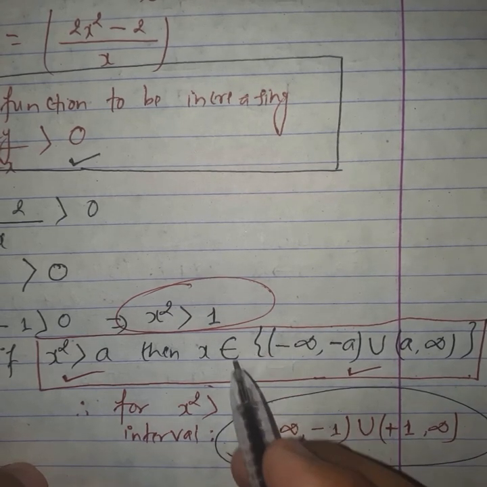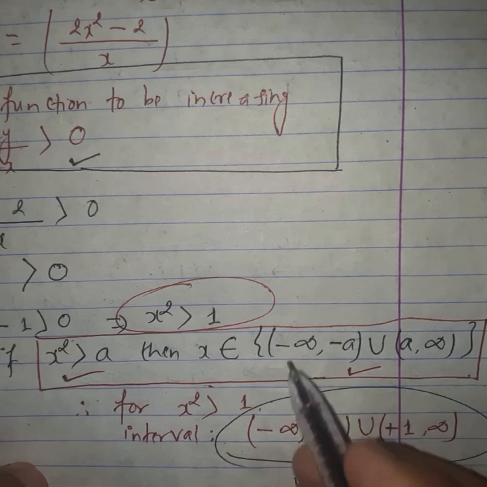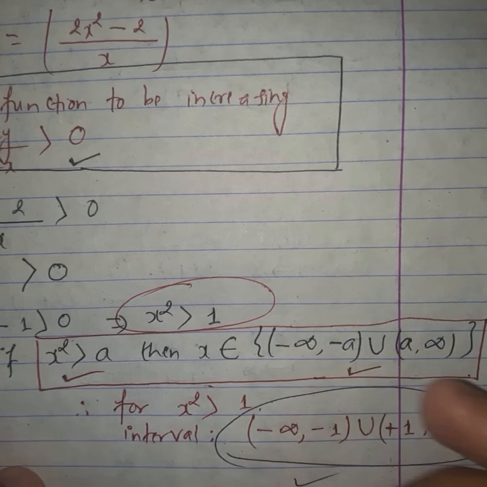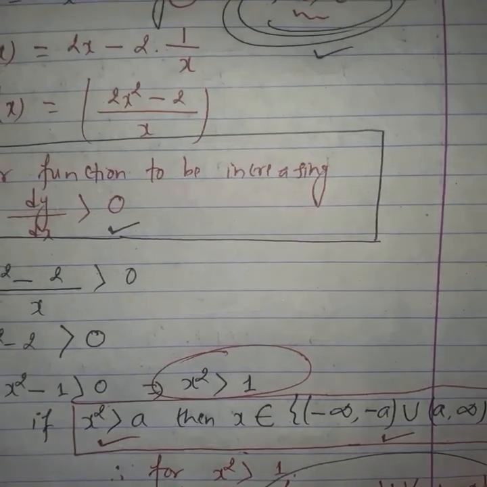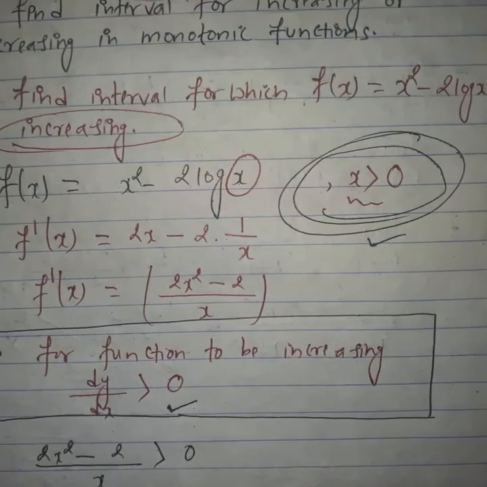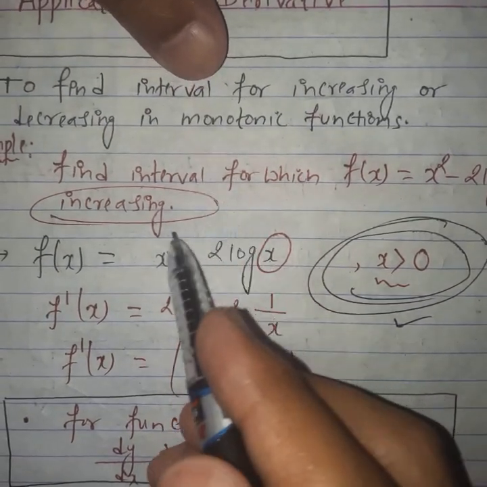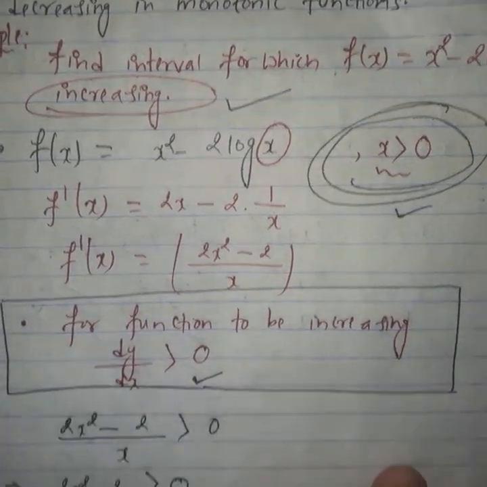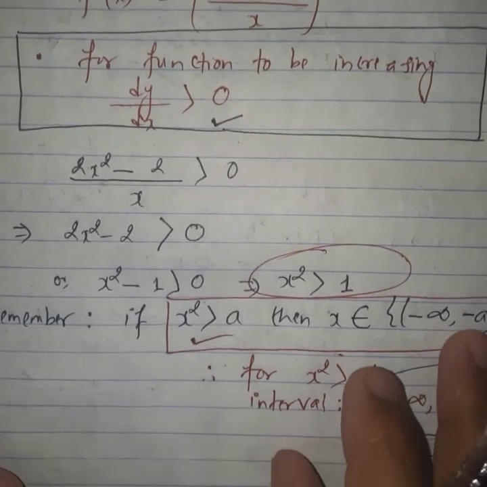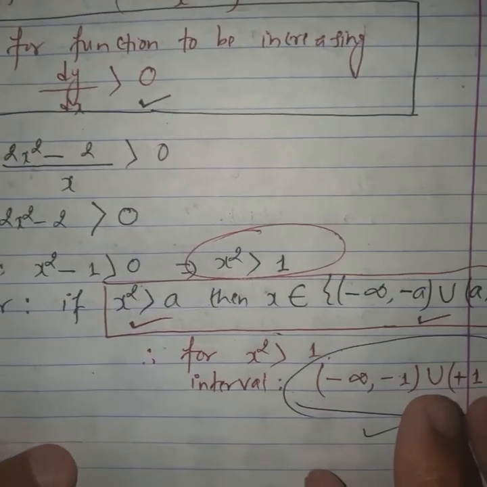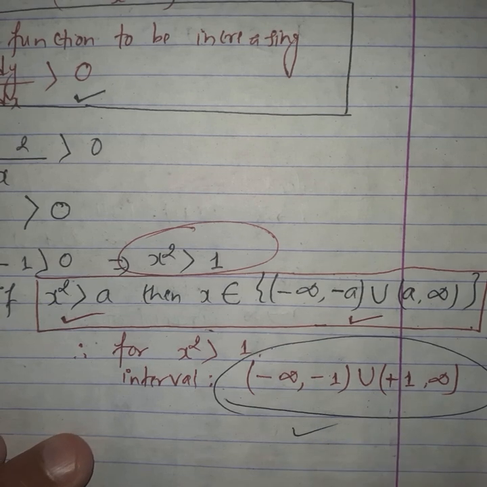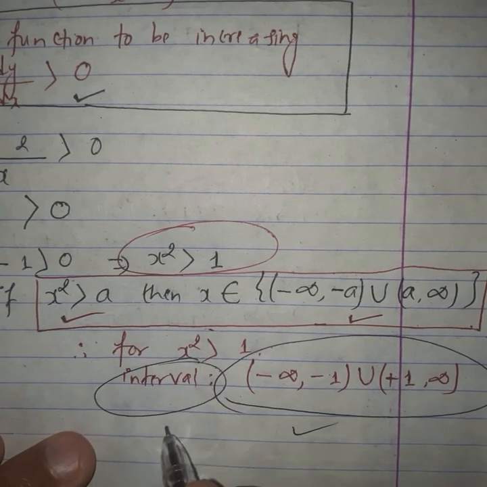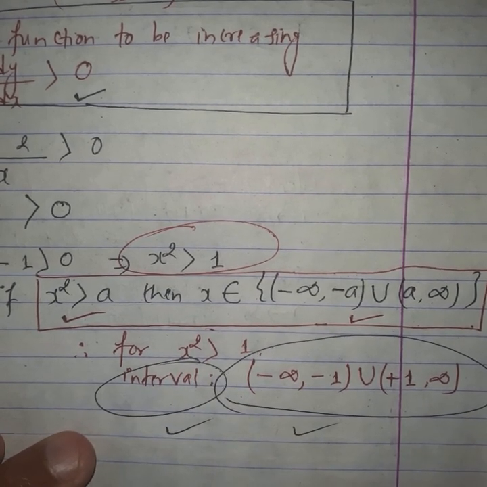Here we directly calculated this interval by using this formula. Please remember this formula. Here we have calculated the required interval for these functions to be increasing. This is the required interval, the union of these two sets. This is the required interval for the function f of x to be increasing.